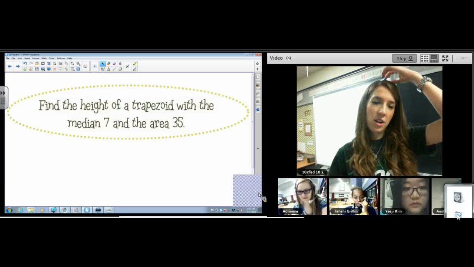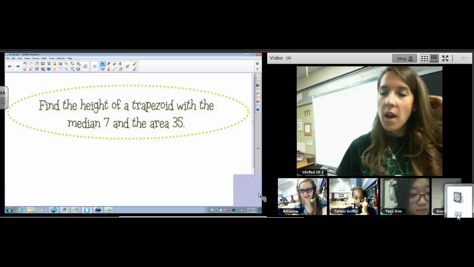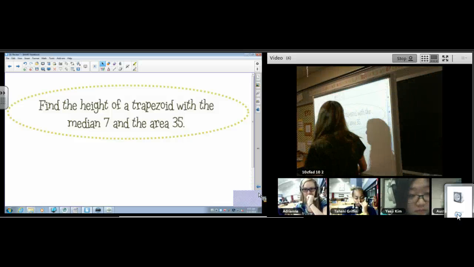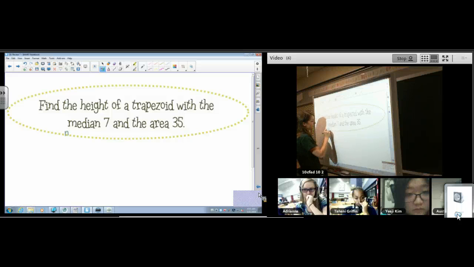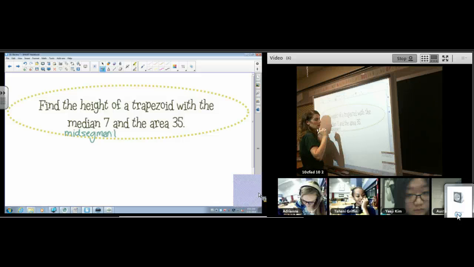I know, I wish y'all could too. The median is also sometimes called a mid-segment. And that's actually what we called it most in our class.